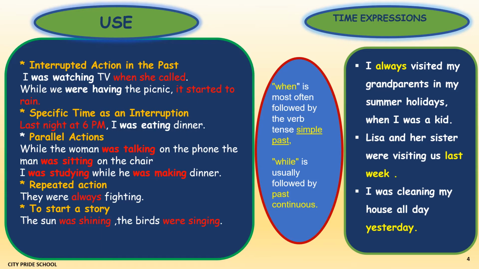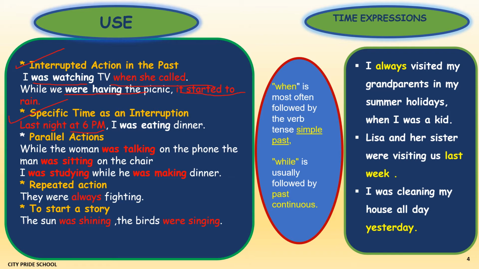We use past continuous tense to show interrupted actions in the past. For example, I was watching TV when she called. So this is the point of reference in time, children. The moment when somebody called, I was watching television. So this is the past continuous tense. While we were having the picnic, were having the picnic is past continuous and it was interrupted by rain. It started to rain.